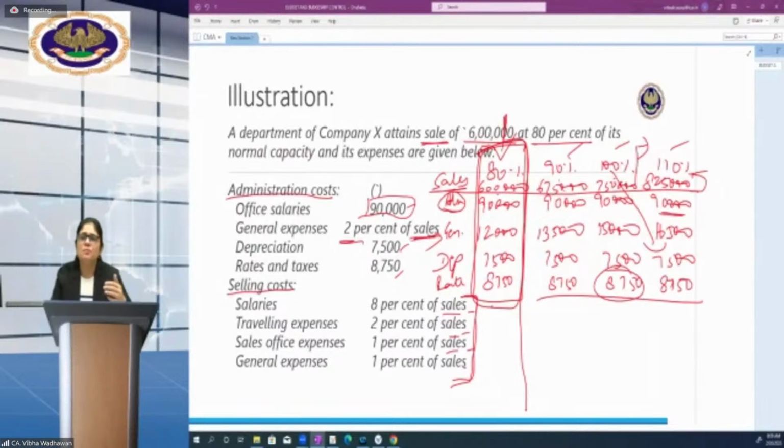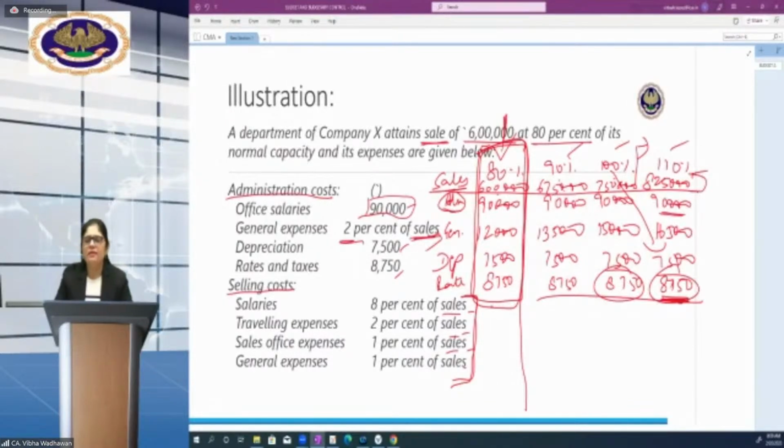If we expect, let us say after 6 months, that we can even expand to 110%, we've already made the flexible budget at 110% also. So we have the cost which should be there at 110% ready. So that is the significance of a flexible budget.